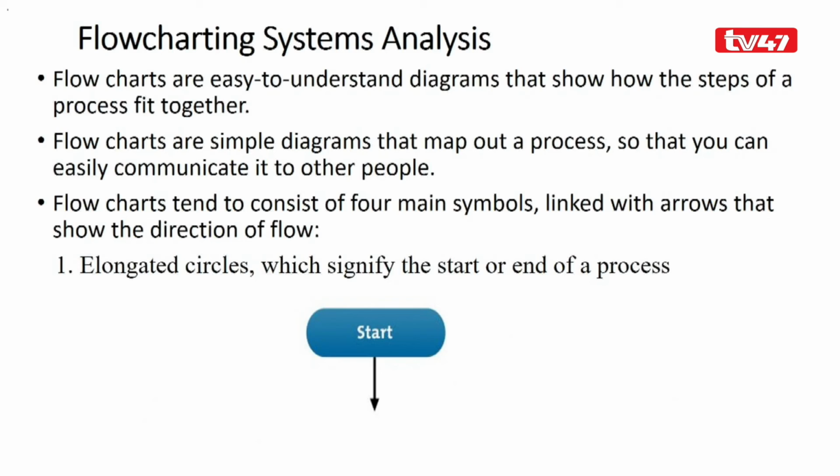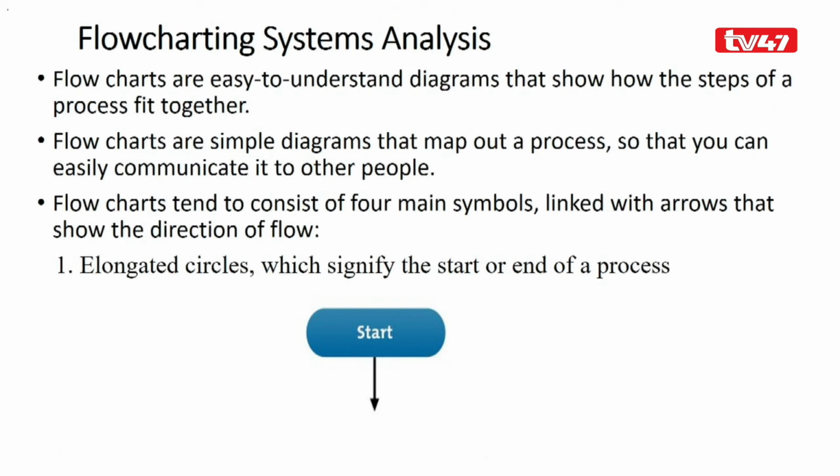So we can use flowcharts to understand, map out, or figure out how a process is being carried out, so that you can easily communicate it to other people or fellow employees in the organization. Now, flowcharts tend to consist of 4 main symbols. This is a diagrammatic way, so we use symbols. The 4 common symbols are connected with arrows. The first one is the elongated circle, or maybe we can call it the rounded rectangle.